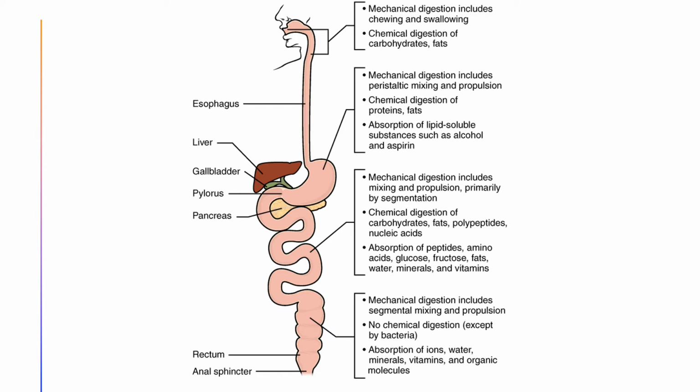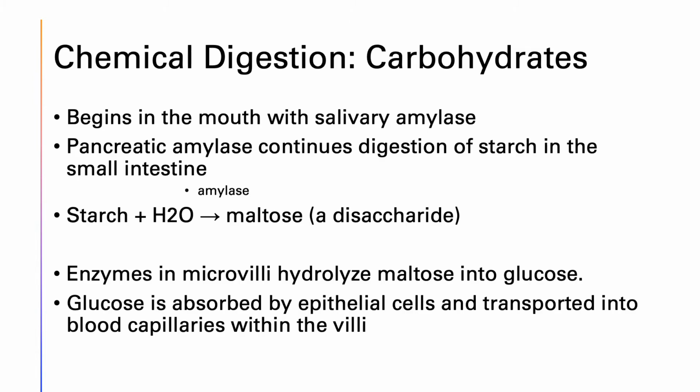Chemical digestion then occurs when we break down the molecules into smaller pieces or smaller chemical components. Chemical digestion of carbohydrates and fats begins in the mouth area. Then the chemical digestion of proteins and fats continues in the stomach and small intestine. It also covers nucleic acids and amino acids, and it shows where everything is absorbed as well. So we'll take a look at the chemical digestion of carbohydrates specifically first.